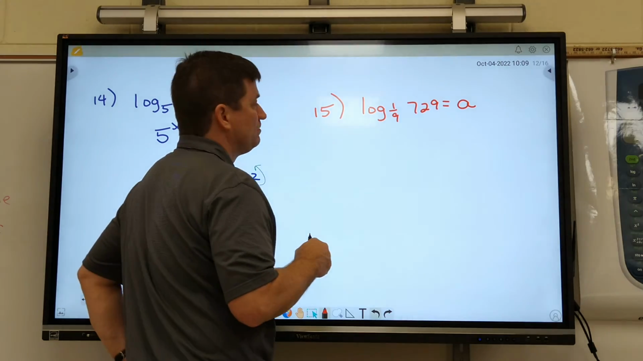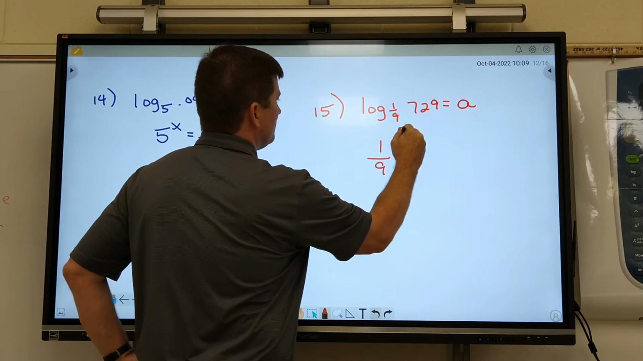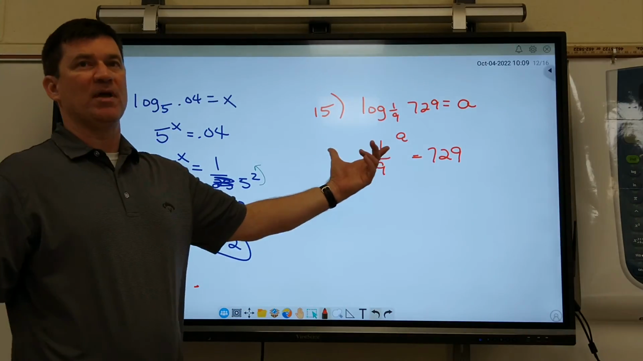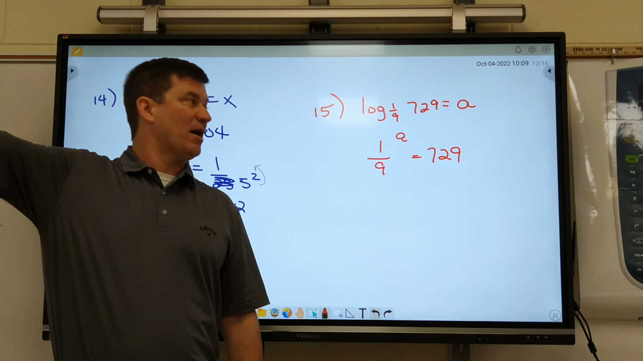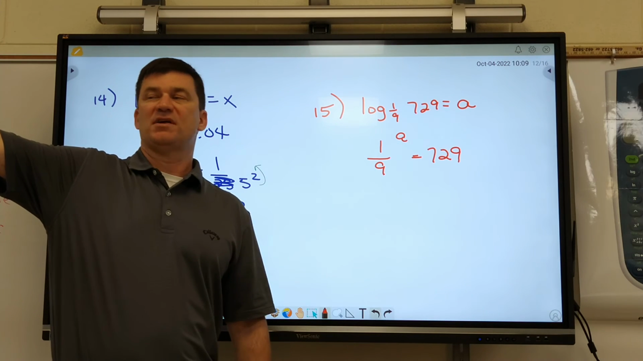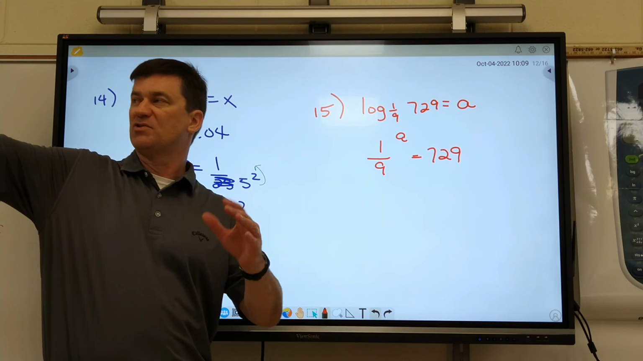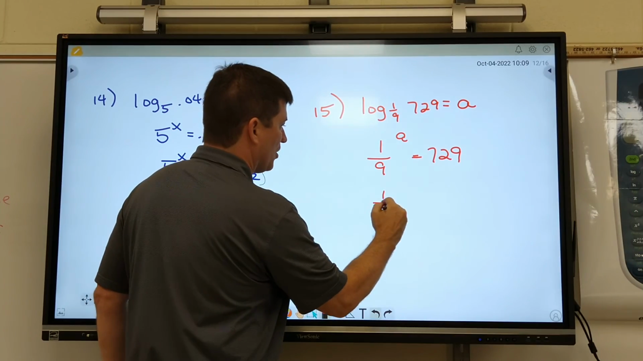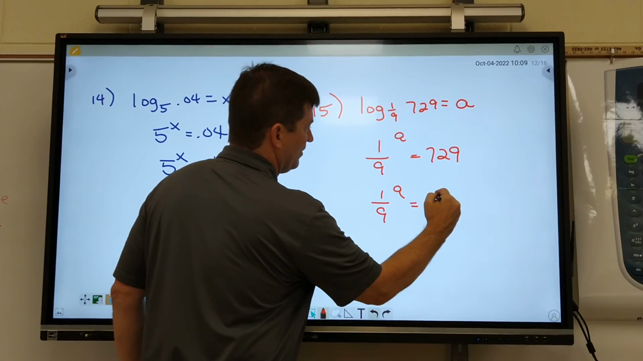What do I start with? 1 over 9. 1 over 9 to the a equals 729. All right, so on this problem, it might help you again to look on the board and find out what 729 is. 729, I can reduce it or I can switch it out with what? 9 to the third. All right, so I got 1 over 9 to the a, and this is 9 to the third.